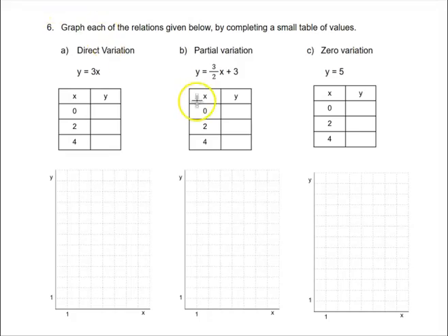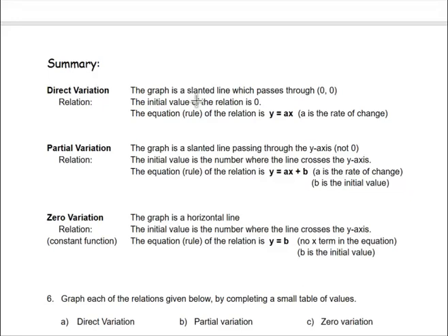It would be really helpful if you could record or put this stuff onto your memory aid. And when you're putting the 3 different types of variation, it's always good to put a picture. The direct looks like this. The partial looks like this or this. And the zero looks like this.